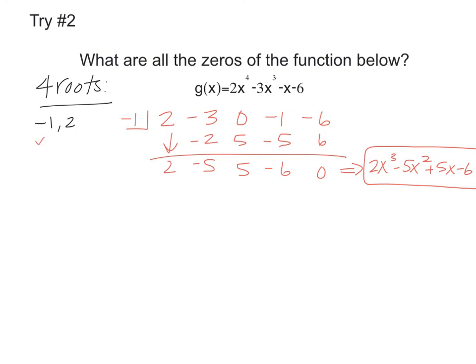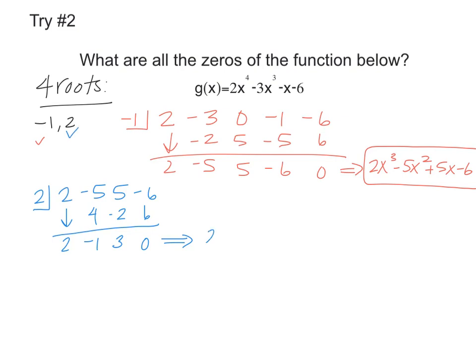So -1 works. So let's continue with 2, and hopefully that one will work also. So 2, and those coefficients are 2, -5, 5, -6. So 2 and 2 is 4, -1, -2, 3, 6, 0. That one also works. So I get as a function 2x squared minus x plus 3. Okay. From there, we can see if we can do AC.